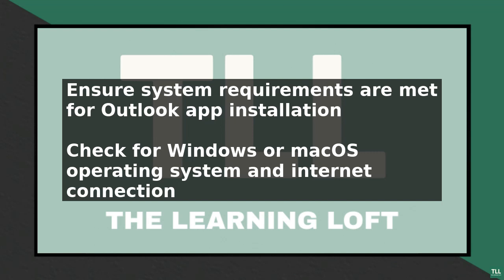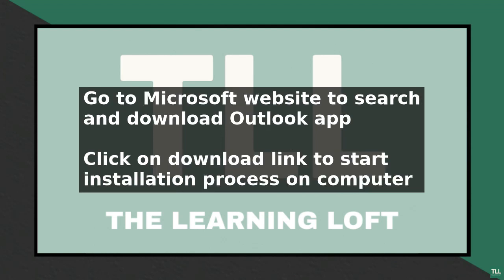Next, go to the official Microsoft website and search for the Outlook app. Click on the download link to start the installation process. Depending on your operating system, you may be redirected to the Microsoft Store or the App Store. Once the download is complete, run the installer and follow the prompts to install the Outlook app on your desktop.